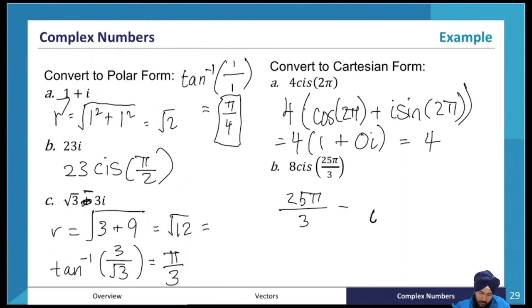So we need something over 3. So 6 pi over 3, 12 pi over 3. Just check.